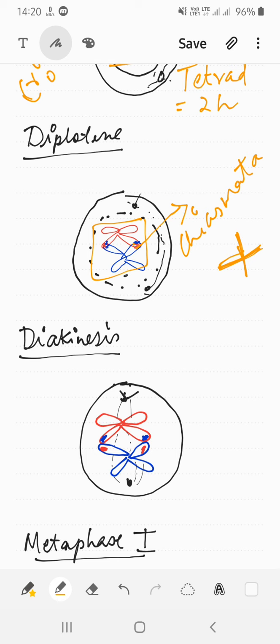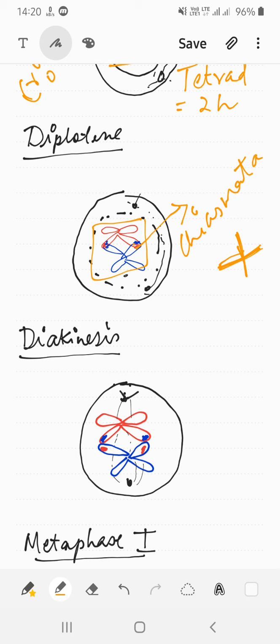What is chiasma? It is the point where the homologous chromosomes are not separated, they are still attached, where crossing over takes place, an X-shaped structure, that is known as the chiasmata.